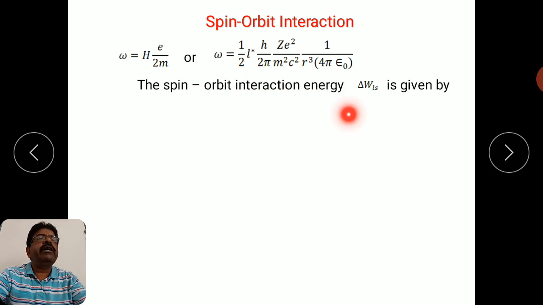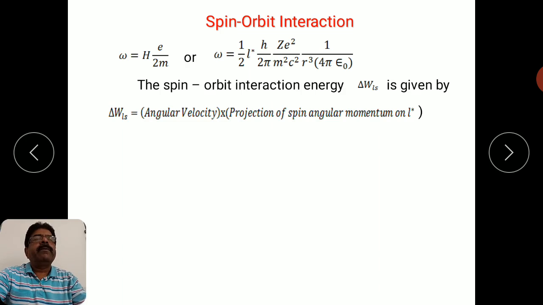So the spin orbit interaction energy delta WS is given by the relation: delta WS is the product of the resultant angular velocity into the projection of the spin angular momentum vector on the orbital angular momentum vector L star. If you take the projection of the spin angular momentum vector S star on the orbital angular momentum vector L star and multiply with the angular velocity, you will get the spin orbit interaction energy. That means the change in kinetic energy of the one valence electron system.